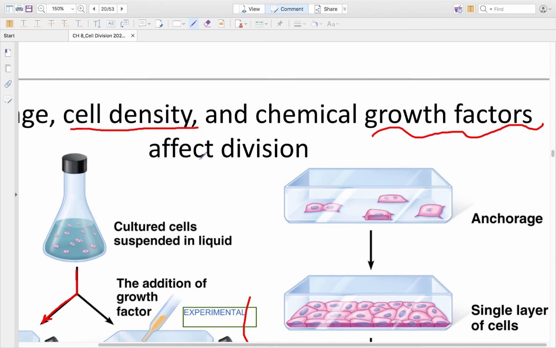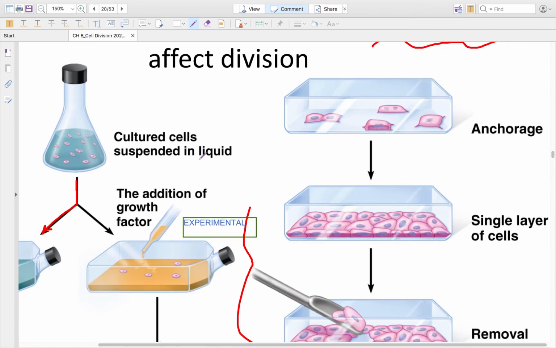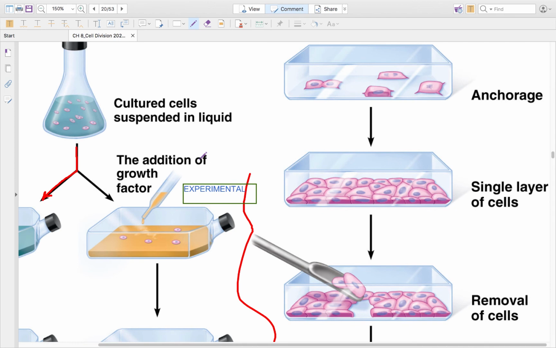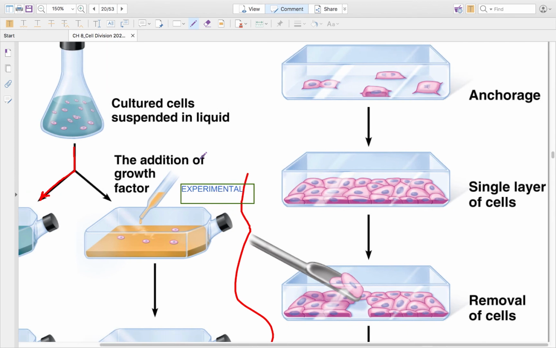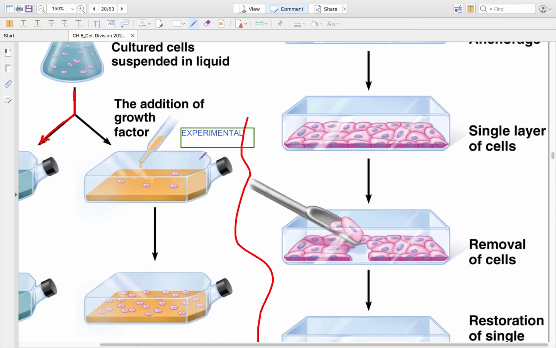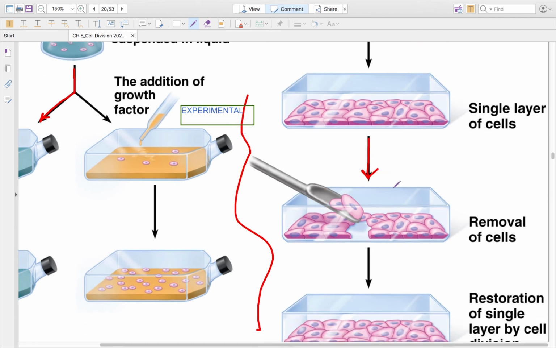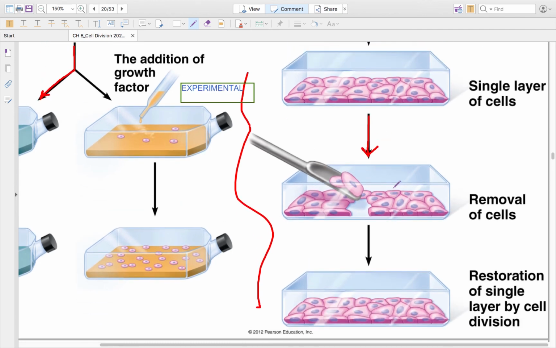So that's that. Now let's look at some factors here. So anchorage is important. Now, the other thing that is important is cell density. If you remove a cell or 2, they will be restored immediately. The exact amount of cells removed, so they took out 1, 2, 2 will be replaced because the cells know that there's something missing. They can tell, they can feel one another.